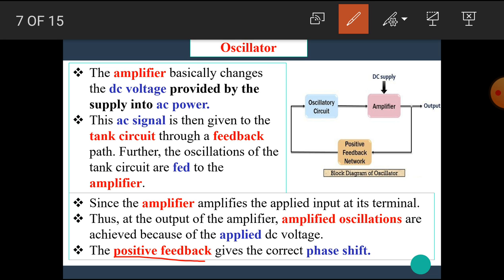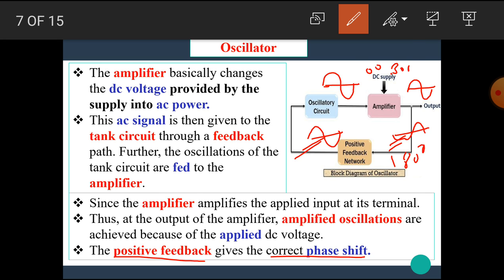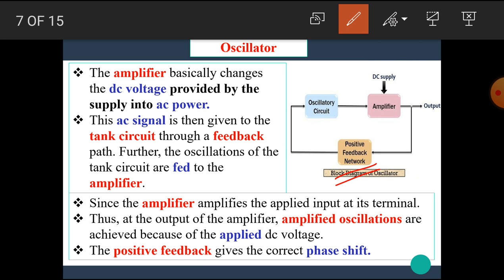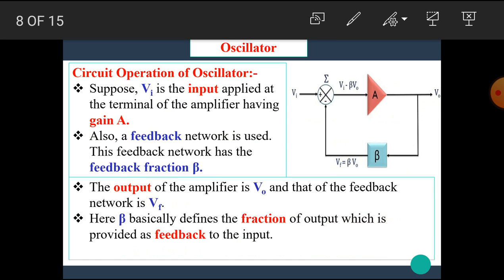Here the positive feedback gives the correct phase shift. I hope you all know what is meant by phase shift. Let's see, if this is the input signal and the output of the amplifier is similar to this, then we can say there is a 0 degree phase shift, or 360 degree phase shift. But if the input signal is like that and the output signal is like that, then we can see that there is a 180 degree phase shift. Here the positive feedback gives the correct phase shift as we require for the oscillator operation.